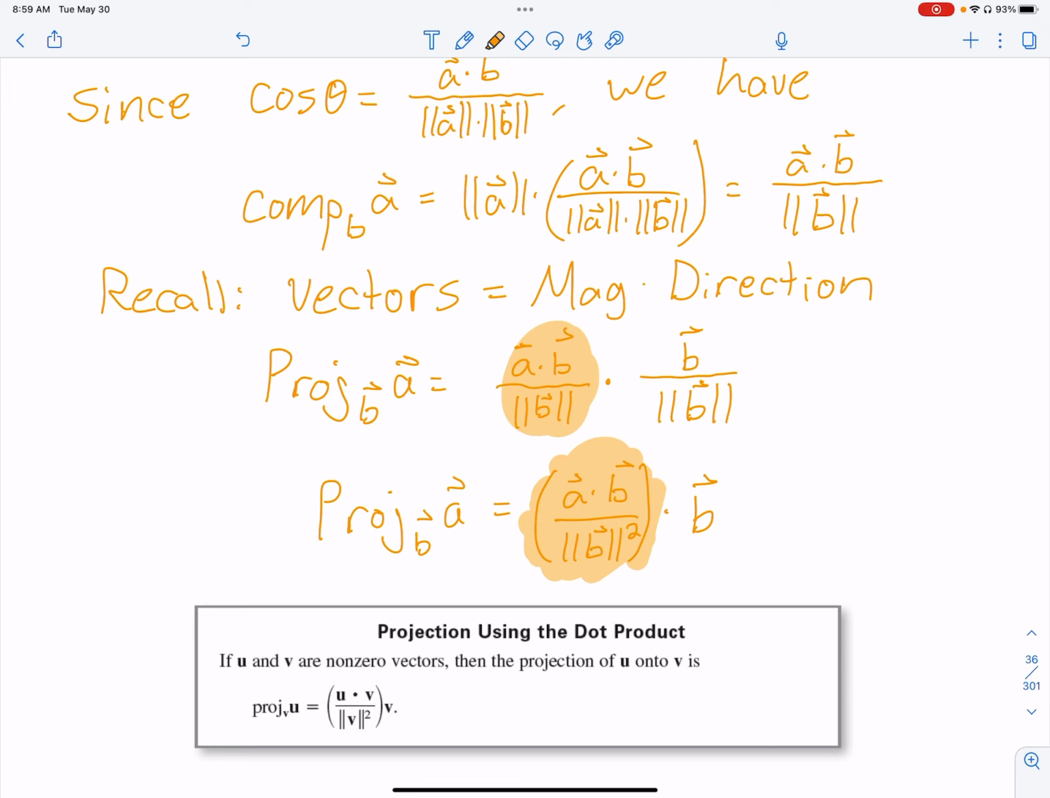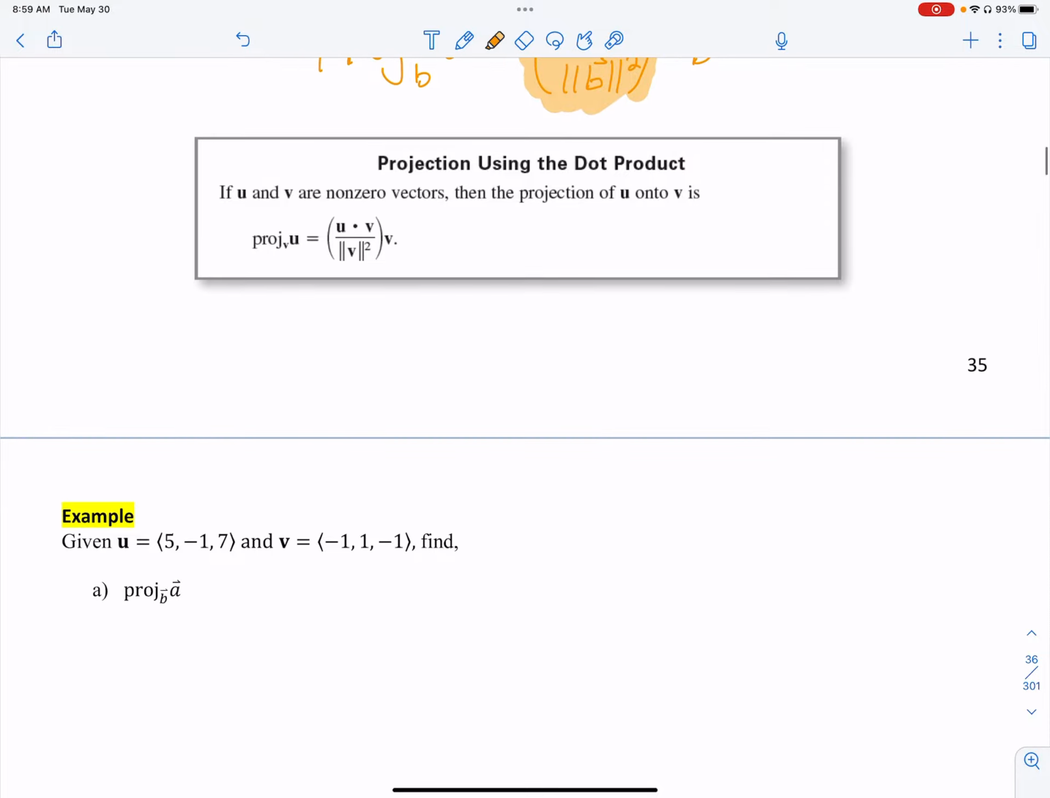This is going to be very important when we're talking in 3 space, and we're going to need to project things down onto the XY axis. We won't be using the formula a whole lot for our applications in Calc 3, but it is used quite a bit in a lot of physics applications. Okay, so there is my formula there, a nice pretty type.